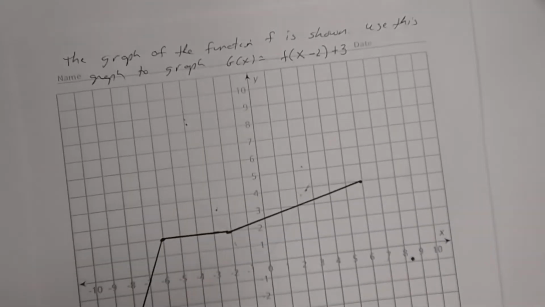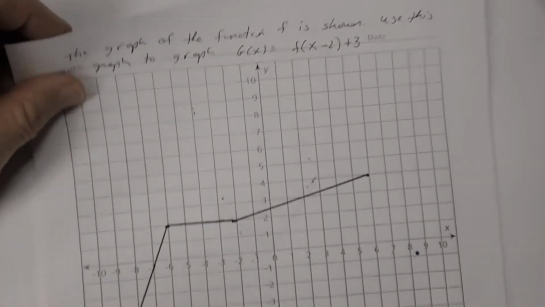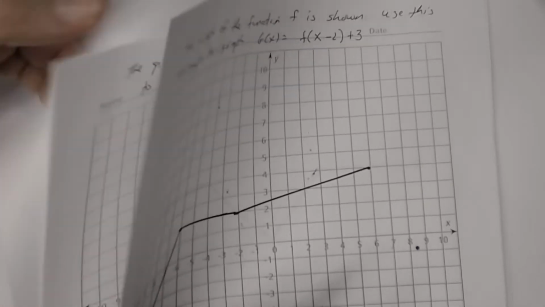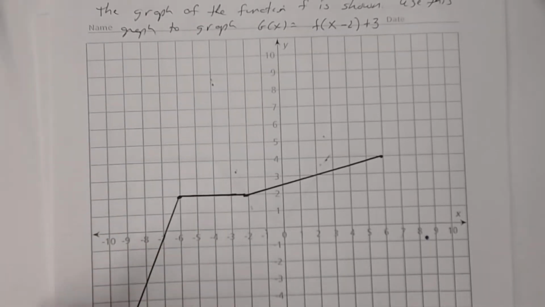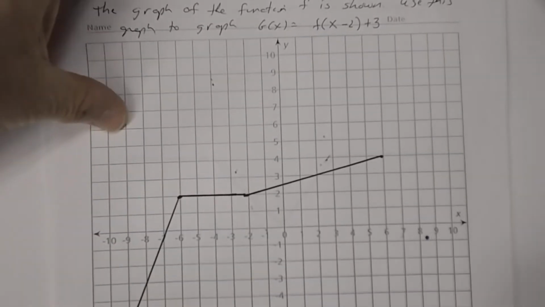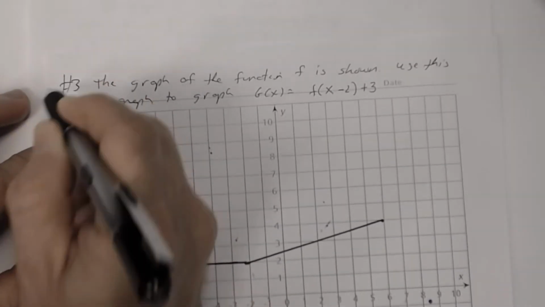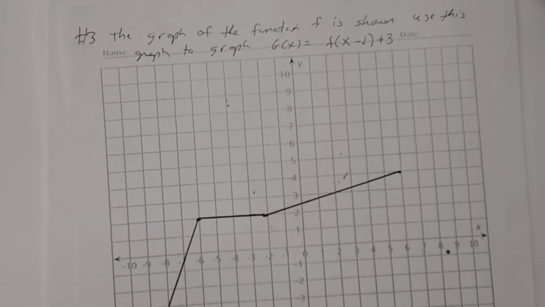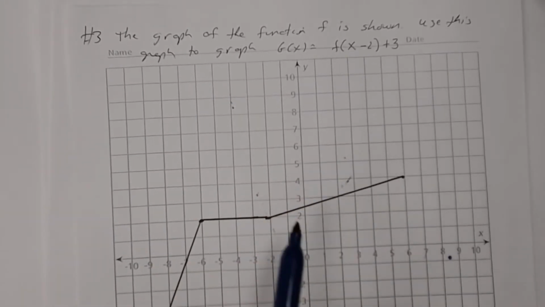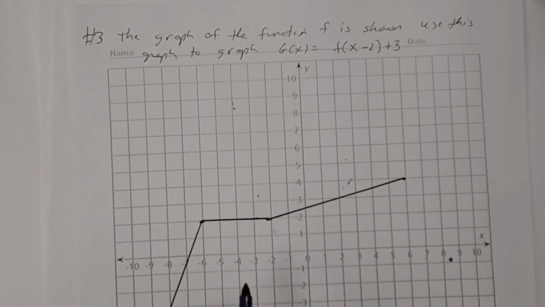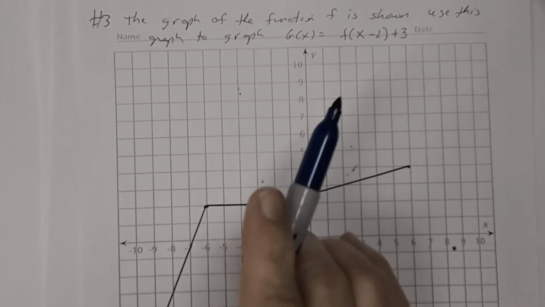All right, let's look at the next one. So number 3, all right, so the ink is bleeding through, so let me put this page under that one. All right, so number 3, we have this. So we have that the graph of f, so this is f, is shown, and you want to use this graph to graph g of x.